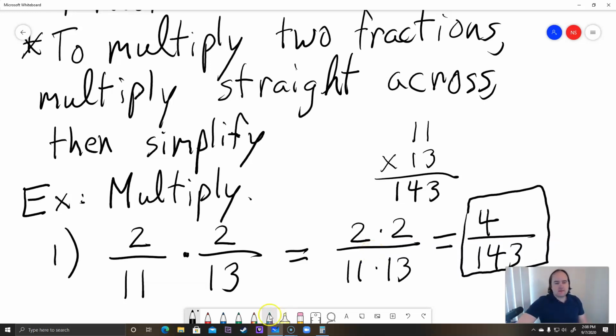So there are two steps. The first step is multiply straight across, and the second step is to simplify. This one was a pretty easy one though, because it didn't have any common factors, so there was nothing to simplify.